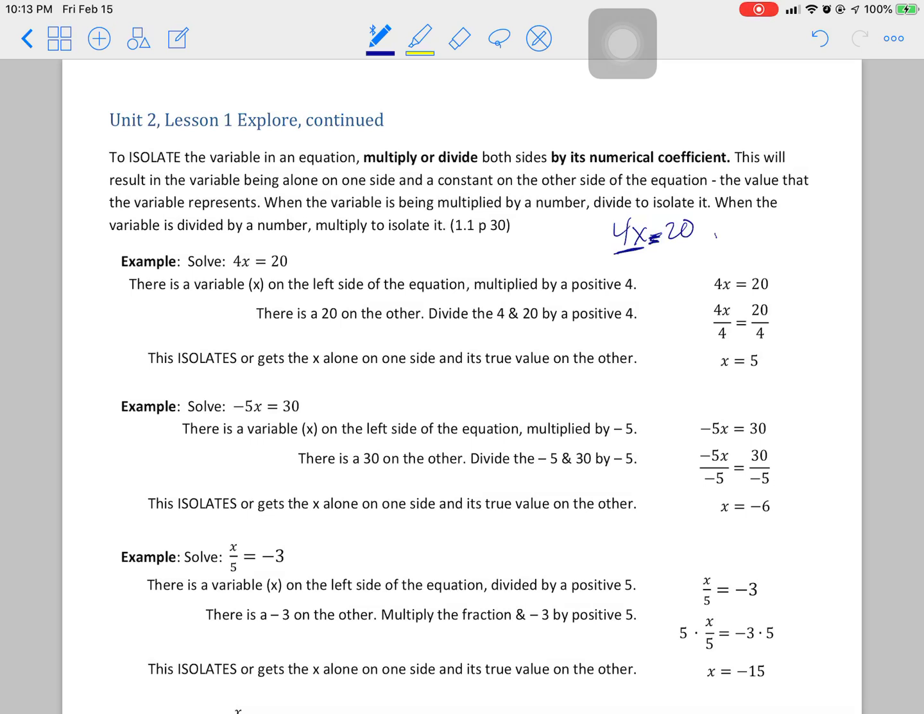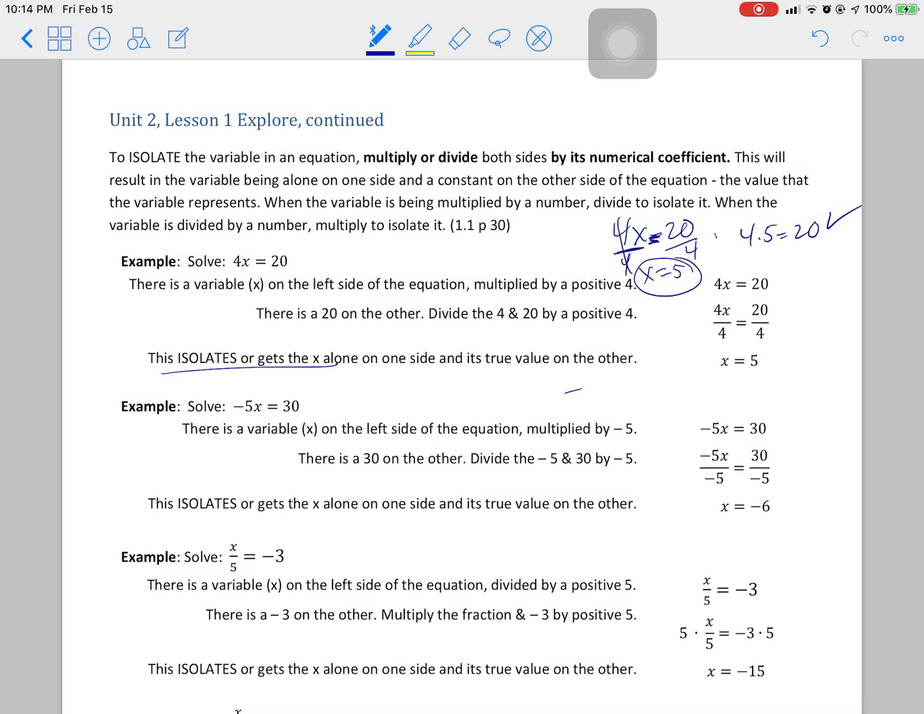Okay? So to get x alone in this case, we're going to divide by 4. Because 4 divided by 4 is what? 4 divided by 4 is 1. That gets me my x. Okay? Whatever I do to one side, I do to the other side. That gets me my 5. Okay, you can always check 4 times 5 equals 20. Yay. All right, equals one side to the other. All right, and that move isolates your x.